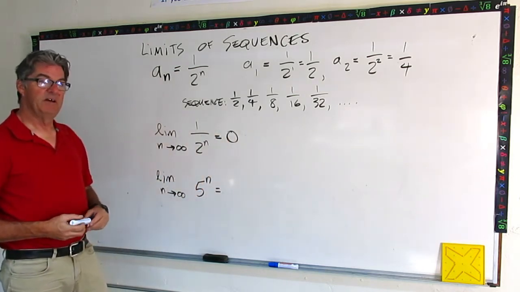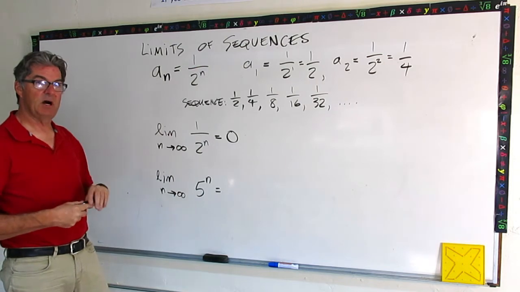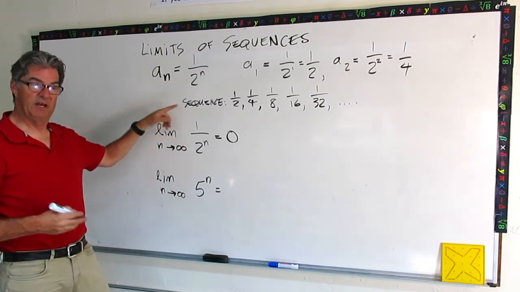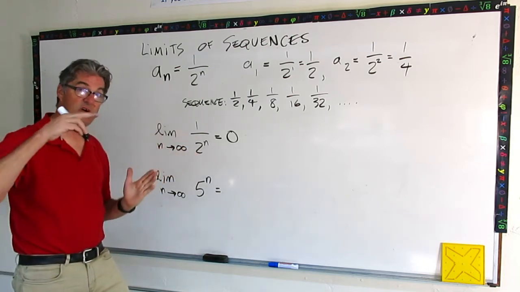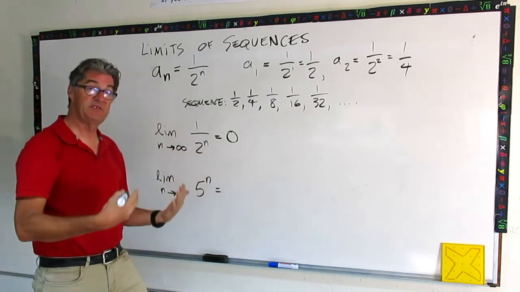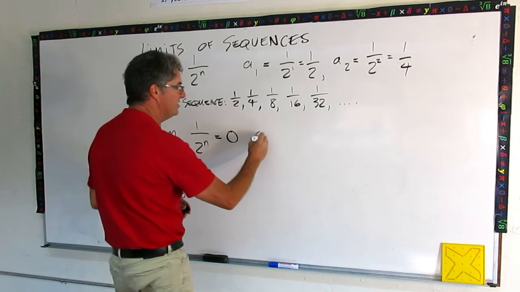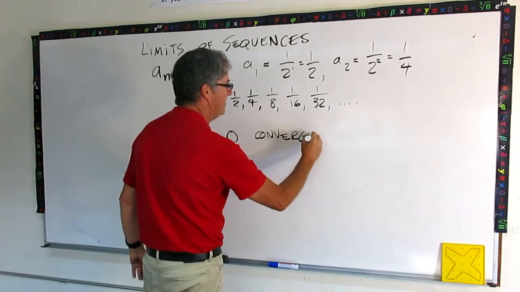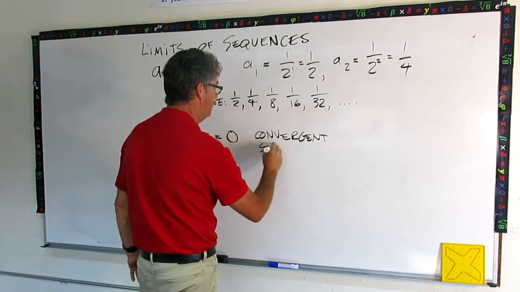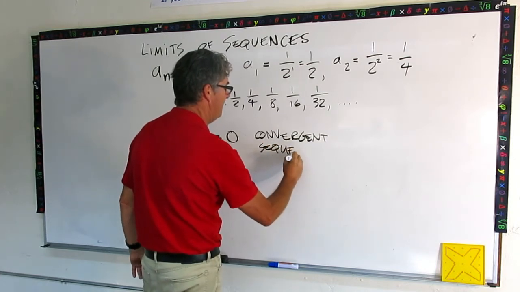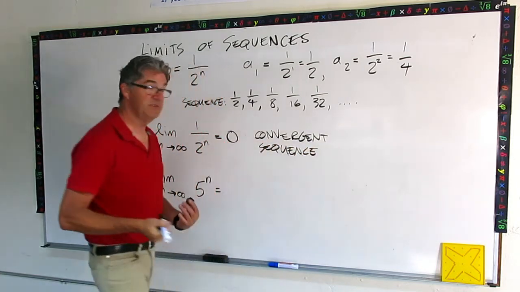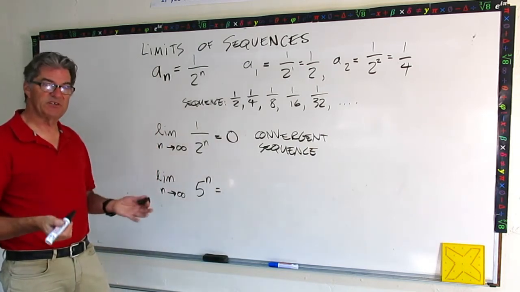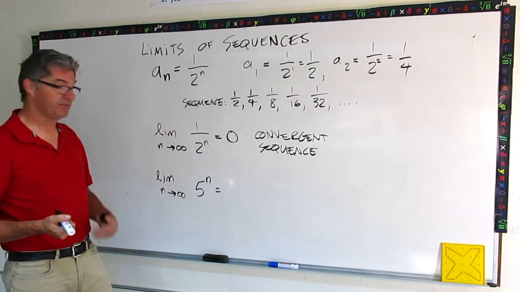So there's an interesting concept that comes up here. This sequence converges, gets closer and closer to 0. So this is a convergent sequence. And you'll see in a minute that we need that for there to be a limit. Otherwise, there's going to be no limit. So let's look at one of those.